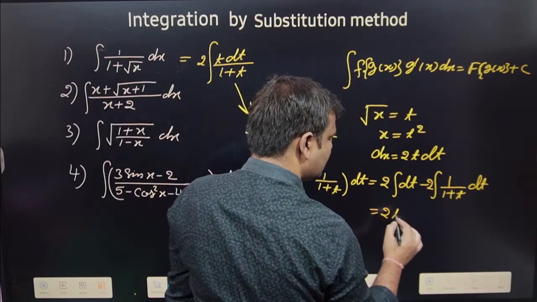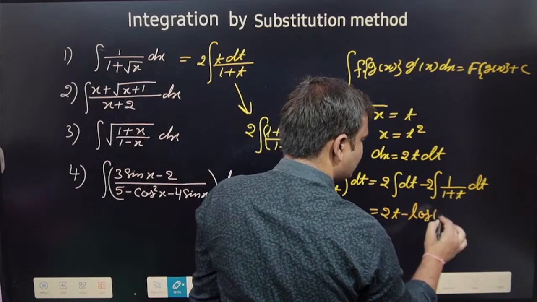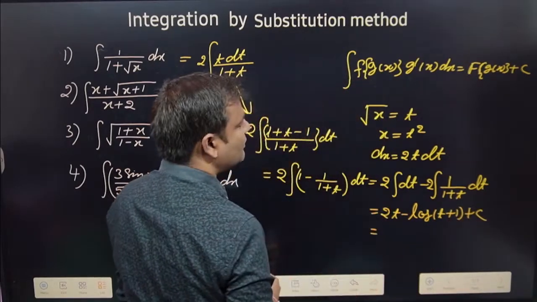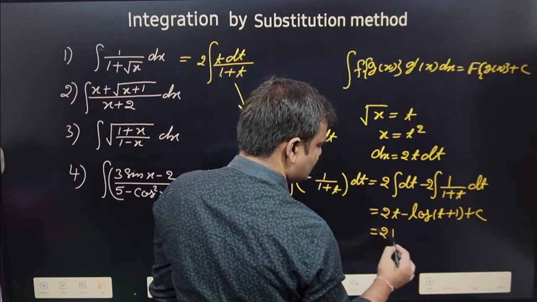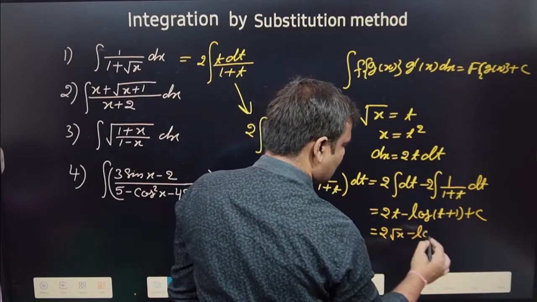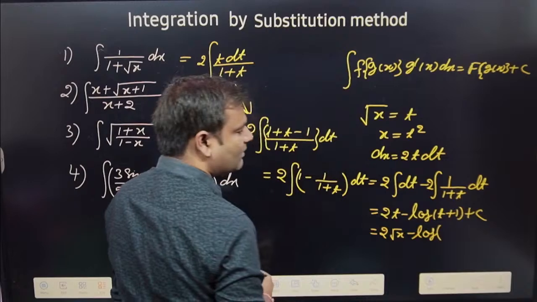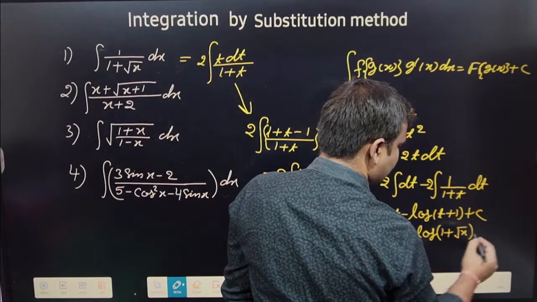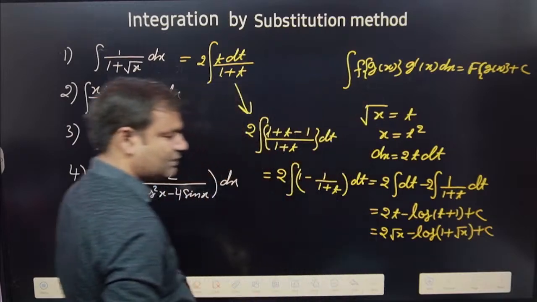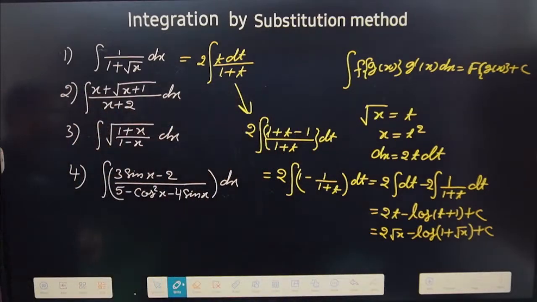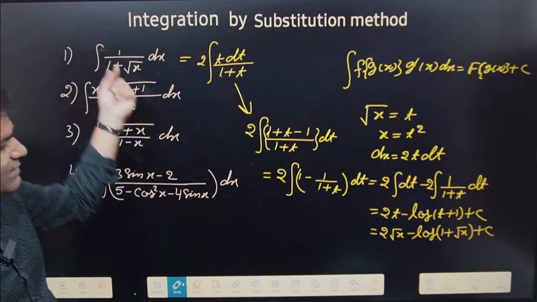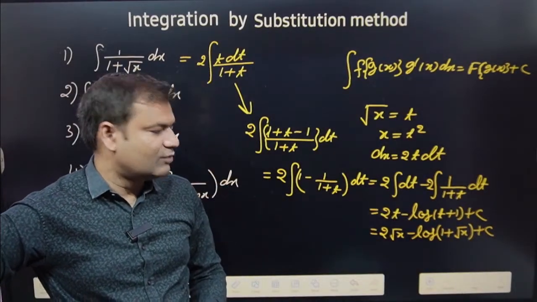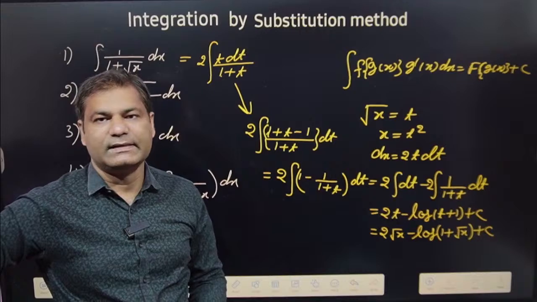So we get 2t minus 2 log of t plus 1 plus c. What about t? t is basically root x. So 2 root x minus 2 log of 1 plus root x plus c is the right answer. I hope that is clear. So the integration of this is 2 times root x minus 2 log of 1 plus root x plus c, the right answer.